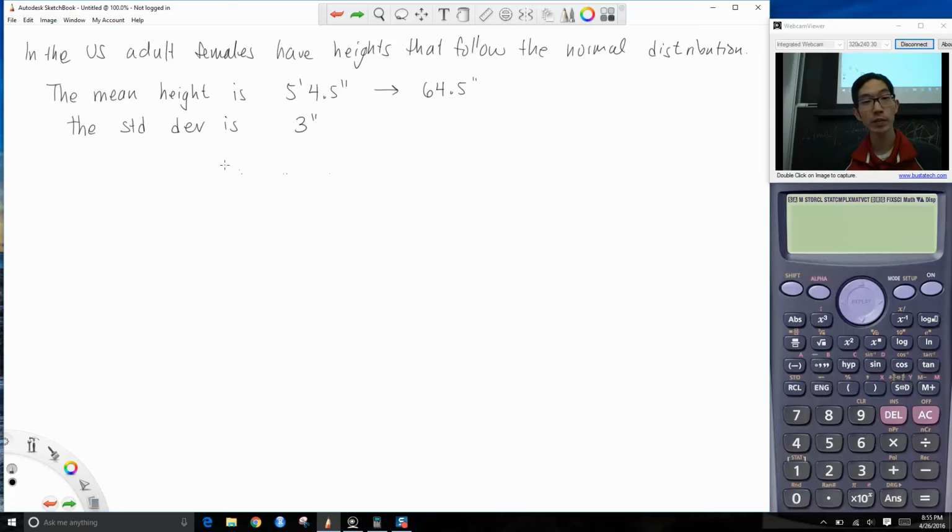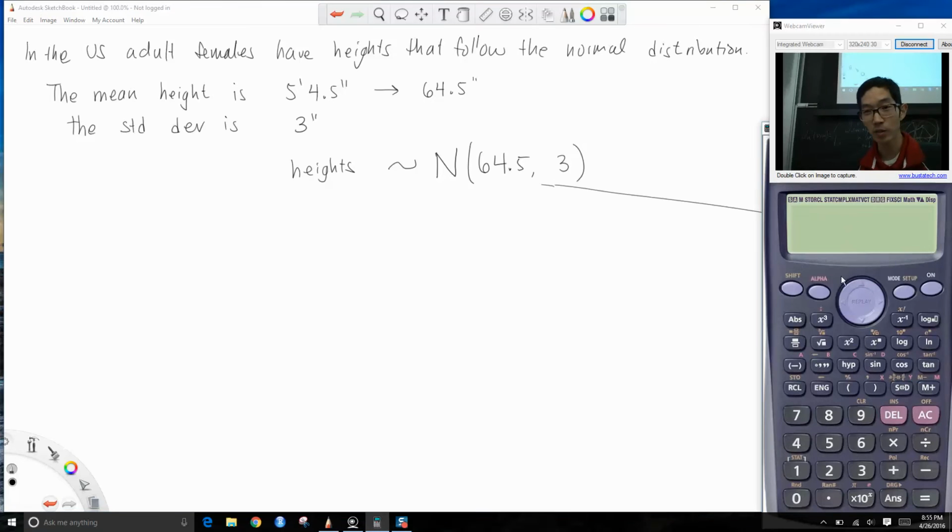And so we have a shorthand way, okay? So we can say heights come from a normal distribution, 64.5 comma 3. This is kind of a shorthand way of saying all of this stuff, okay? Because we said heights follow the normal distribution. The mean height is 64.5 inches. And the standard deviation is 3 inches, okay?